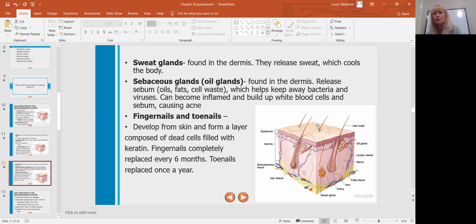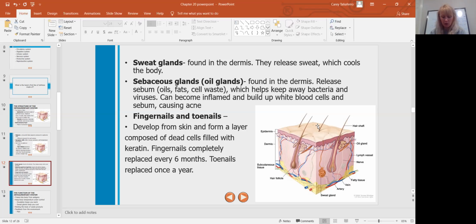But at your age, in your teen years, you actually produce more sebum than at any other stage in your life. Those glands can become clogged and inflamed, and inflammation triggers the production of white blood cells and more sebum. And that's why you get acne.